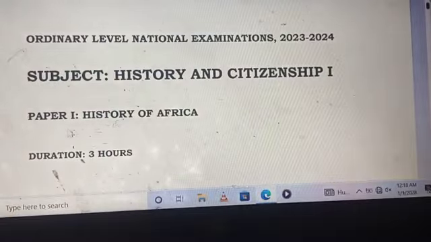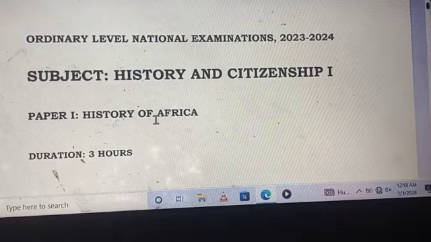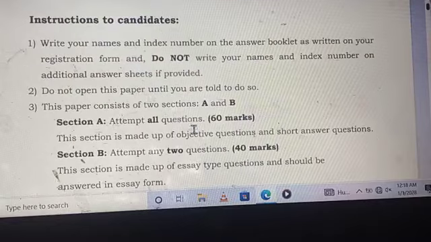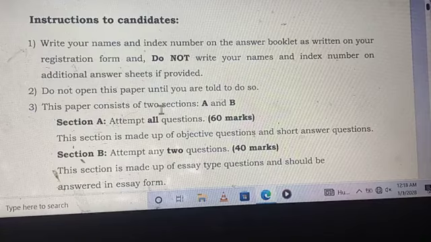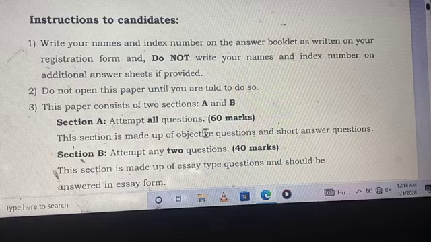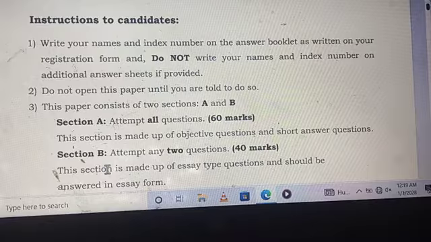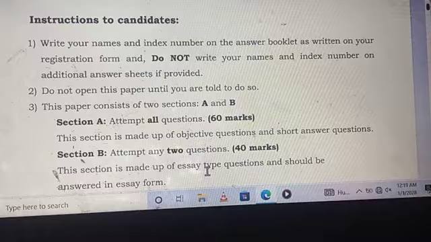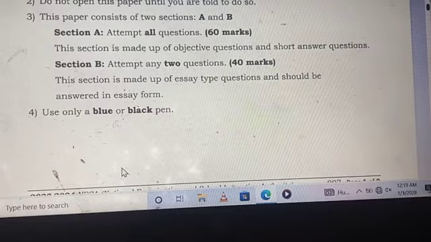We are going to start with Paper 1, History of Africa. Here we have some instructions. The main one is number 3. This paper consists of two sections, A and B. Section A, attempt all questions. This section is made up of objective questions and short answer questions. Section B, attempt any two questions. This section is made up of essay type questions and should be answered in essay form.